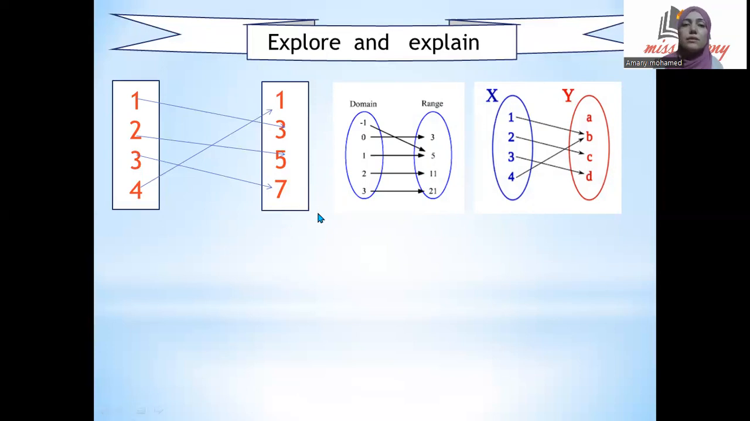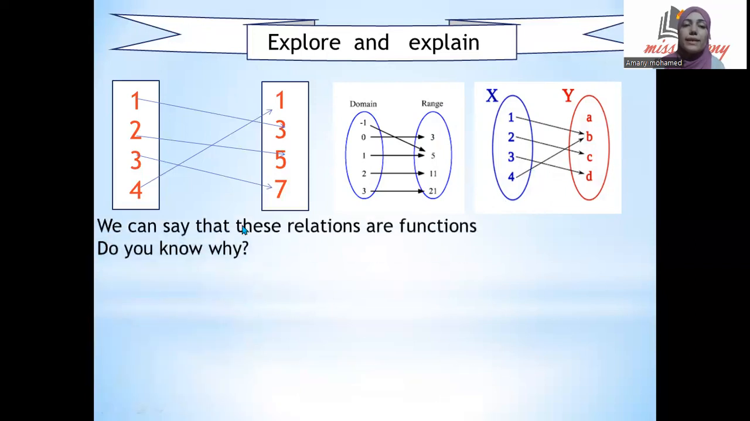Each element here in the first set has one image in the second set. Also here, each element has an image in the second set. Also here, each input in the first set has an output in the second set. Okay, so we can say that these relations are functions. But why are these relations functions?